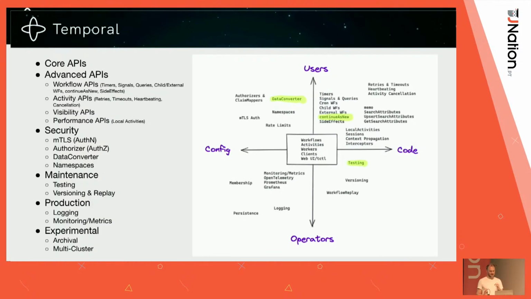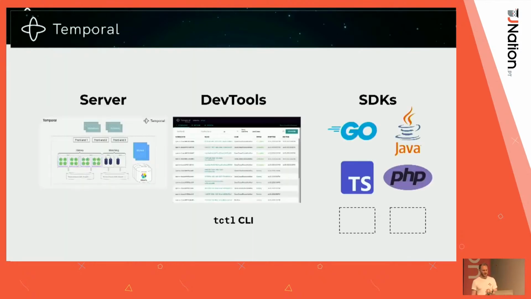There are lots of different APIs in Temporal. We have the server, the cluster that I talked about. We also have dev tools. There's a UI that shows the history of each workflow and the current state. And we also have a command line tool, and then SDKs: Go, Java, TypeScript/Node/JavaScript, PHP. We're also working on Ruby, Rust, .NET, Python.